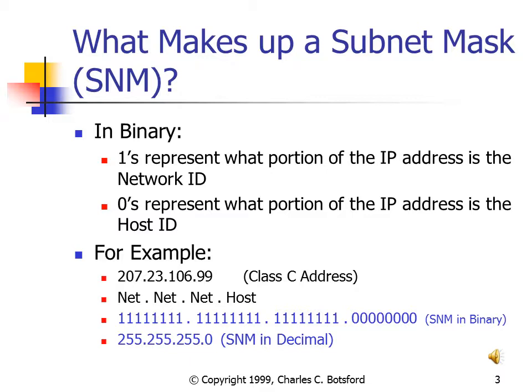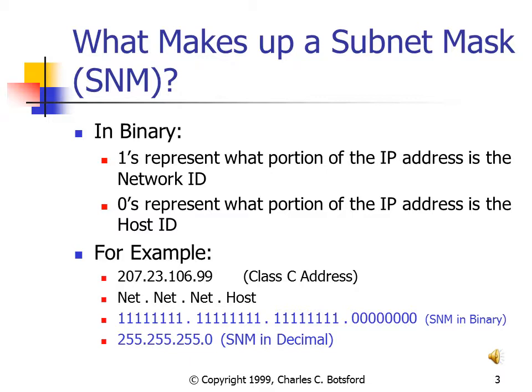Now, when we look at the subnet mask in binary, we see that the first octet is set to 1s, indicating that the first octet of the IP address is the network address. The second octet of the subnet mask is set to 1s, indicating that the second octet of the IP address is also the network ID. The third octet is set to 1s, indicating the third octet of the IP address is the network ID. And then finally, the last octet is set to 0s to indicate that the last octet of the accompanying IP address is the host ID.